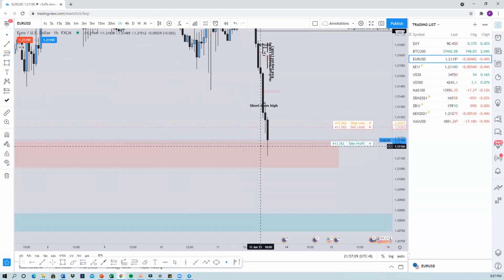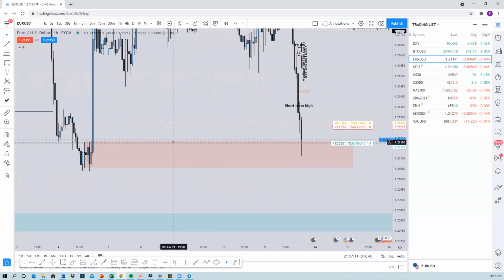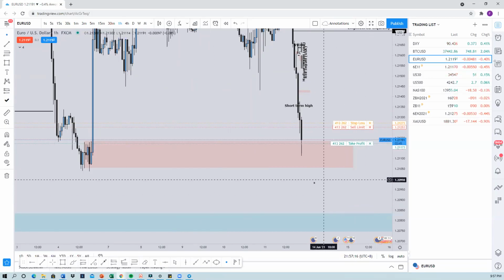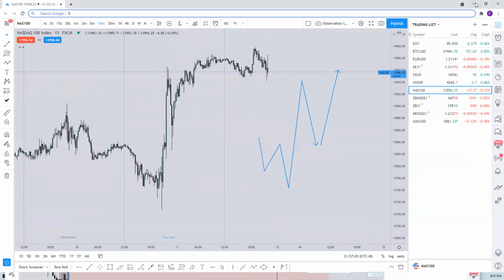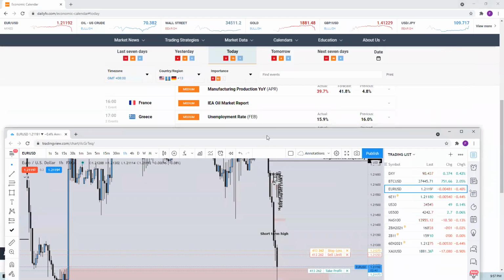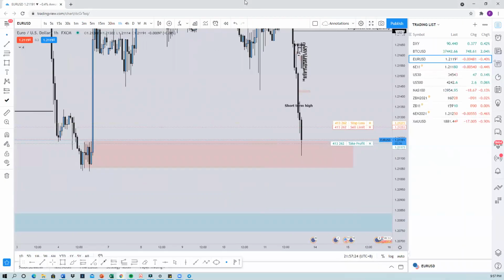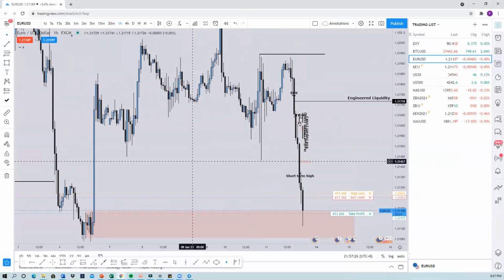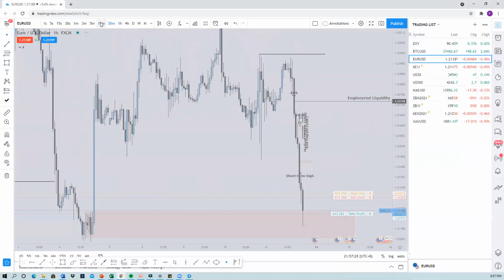But now we need to see what's the news event coming out. So we know that the news event is coming out at 10 o'clock. So in 3 minutes, right? So let's look at how it reacts and see what happens.